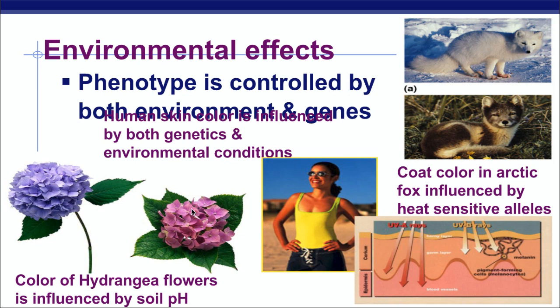Hydrangeas are flowers that are influenced by the soil pH. And in fact, you used to throw out the tub water back in the old days, the wash water right out the window, and it would be more basic. And so you'd have these blue hydrangeas right there. And if you wanted them acidic, you'd have them in the front of the house. And so that's an example of a gene being altered by the environment.